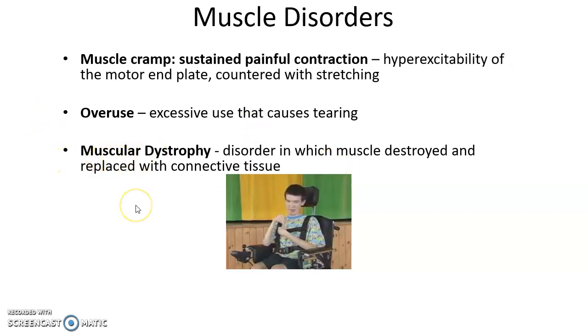Another disorder is muscular dystrophy. Muscular dystrophy is a disorder in which the skeletal muscle tissue is destroyed and replaced with connective tissue. So over time, their muscles get weaker and smaller, and eventually they do not work effectively at all.